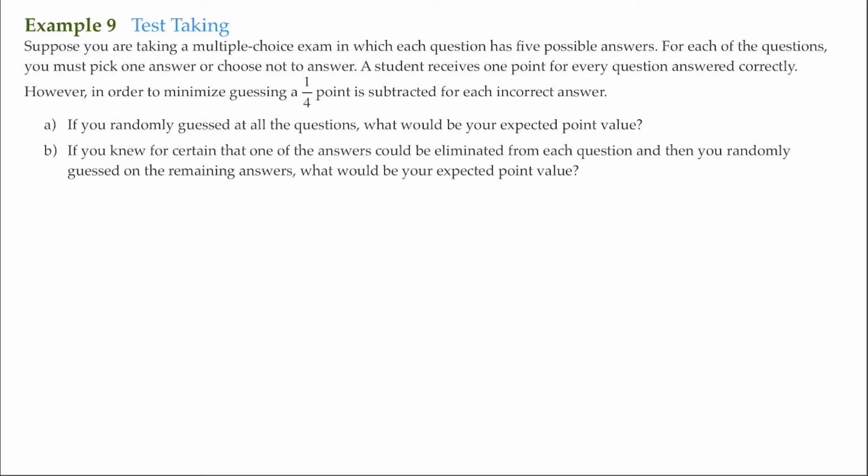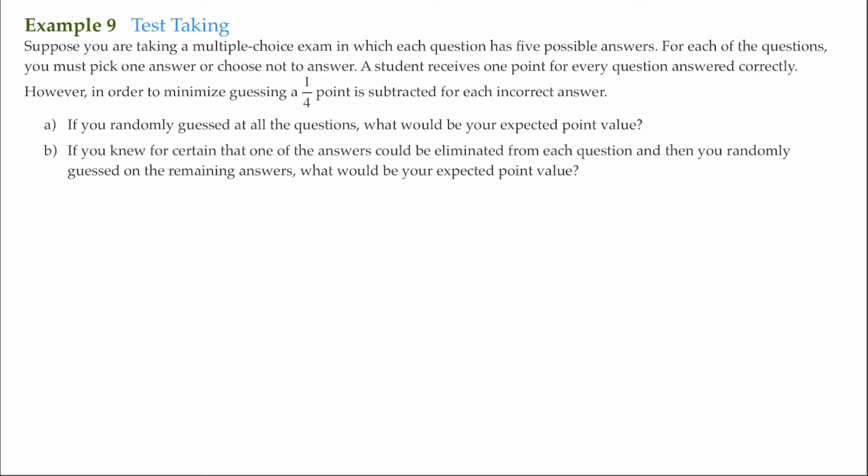Here we have this test-taking example, and it states, suppose you are taking a multiple choice exam in which each question has 5 possible answers. For each of the questions, you must pick one answer or choose not to answer. A student receives 1 point for every question answered correctly. However, in order to minimize guessing, a 1/4 point is subtracted for each incorrect answer.